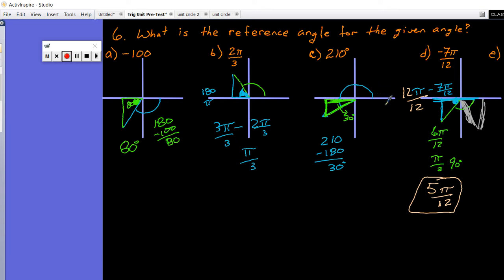And I draw my angle back to the x-axis. Well, that's just the same as it was, so it's just 5 pi twelfths. We always just drop the negative, because our reference angle we always want positive. So that was the answer to E. Notice the answers for D and E for the reference angle are the same. But if we were doing the sine, cosine, tangent, the y and x would both be negative for one, whereas over here, the x would be positive and the y would be negative.